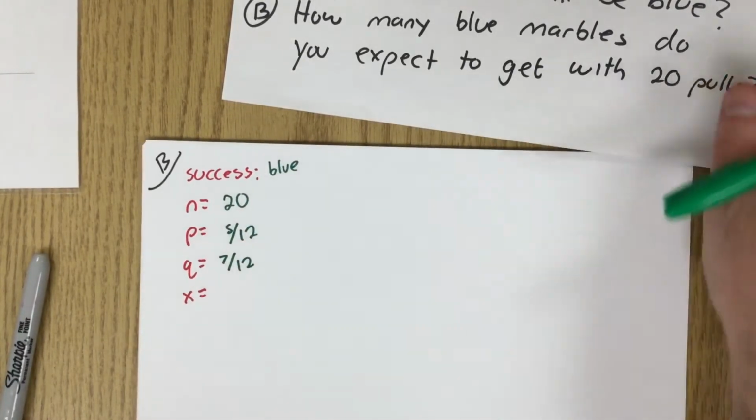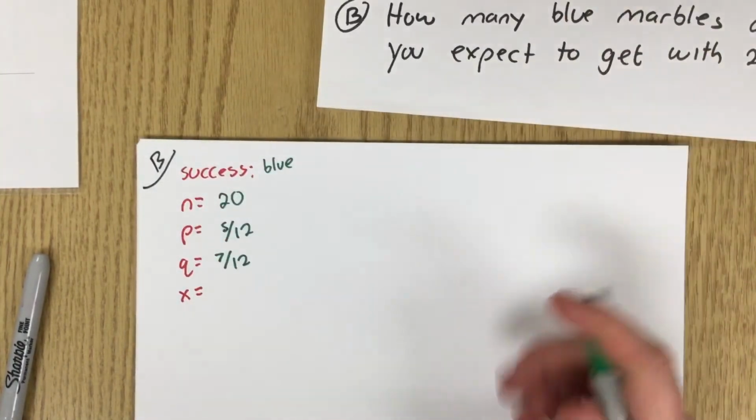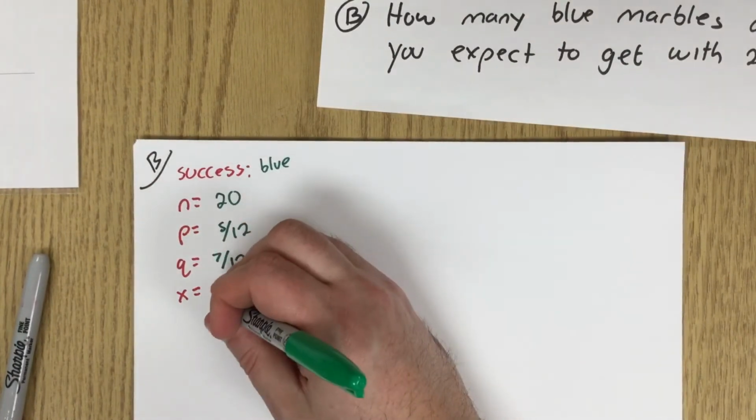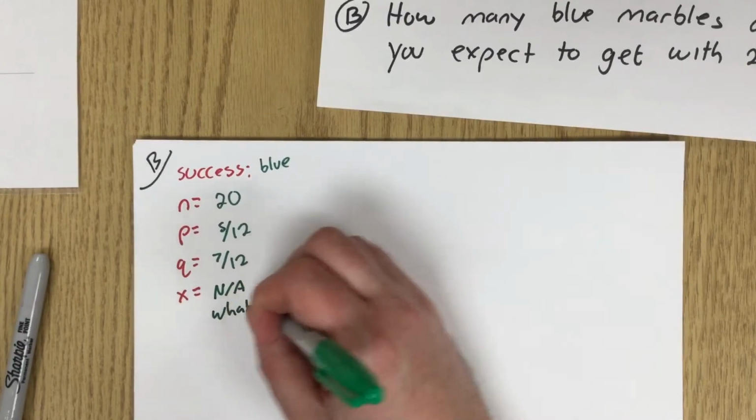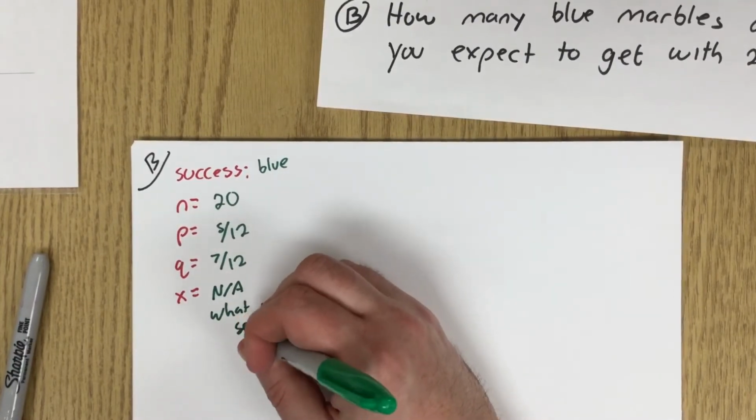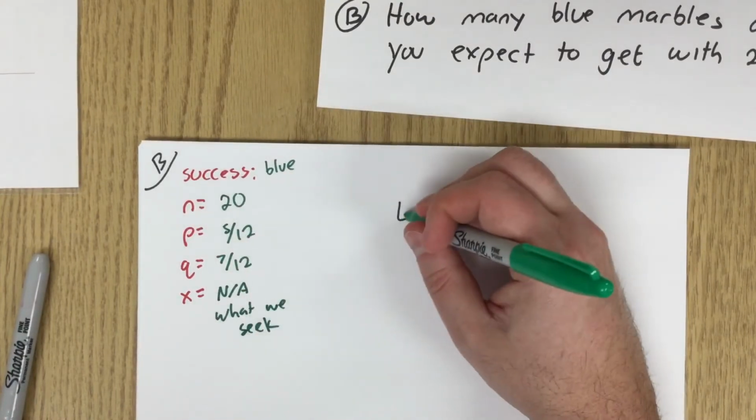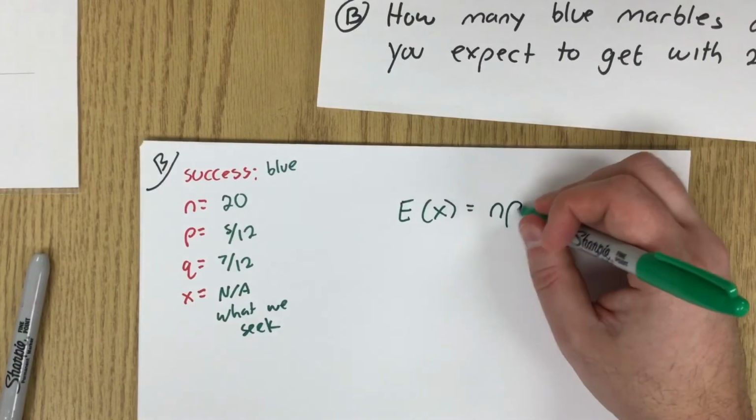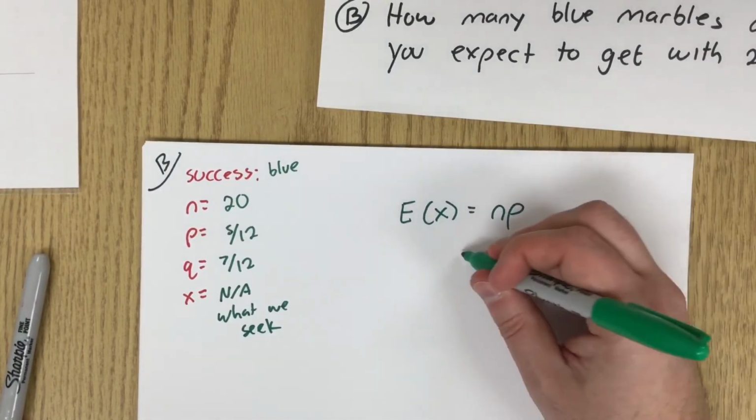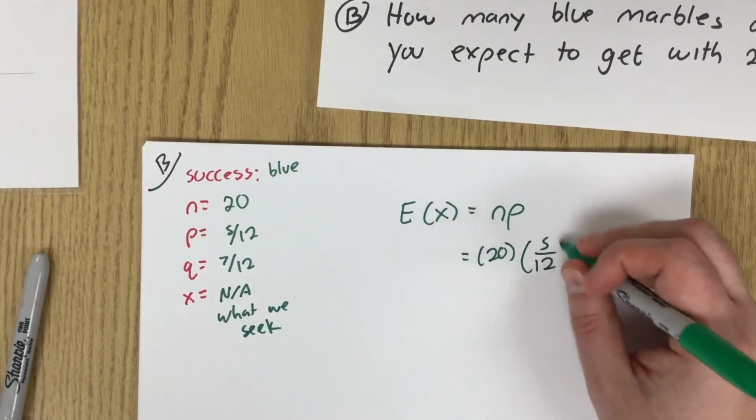How many successes are we looking for? And the answer is we're not. We're not looking for successes. We're just saying how many successes do we expect. So this is kind of like an NA, or what we seek. That which we seek. I don't know. Something like that. And now, because it's binomial, we get to use the awesome formula E of X equals NP. There's 20 trials. The probability of success is 5 out of 12.